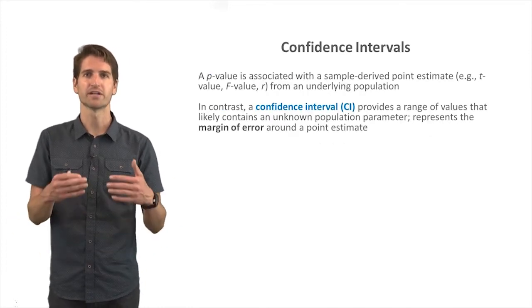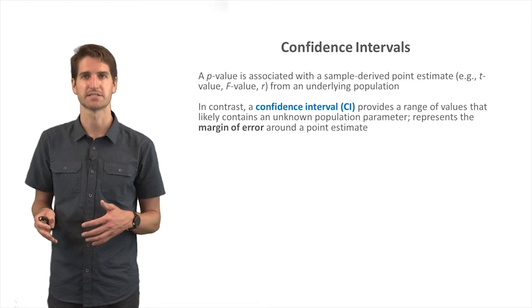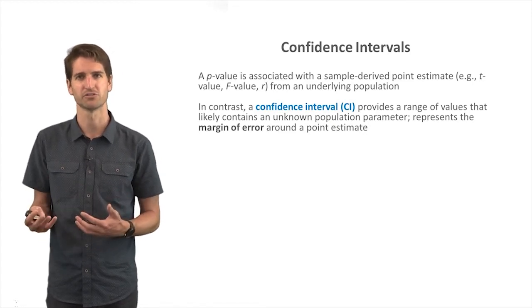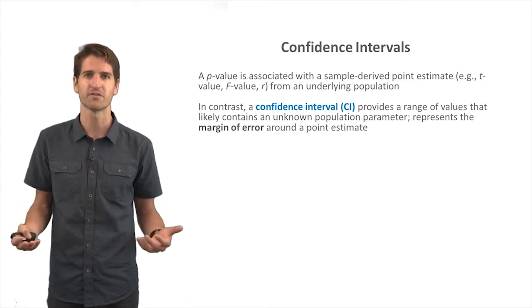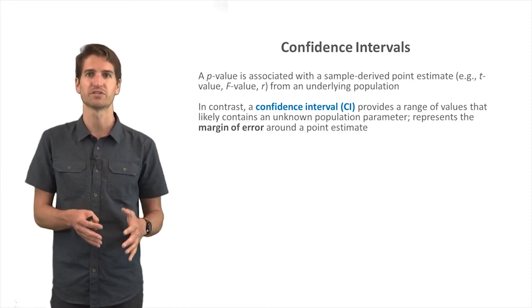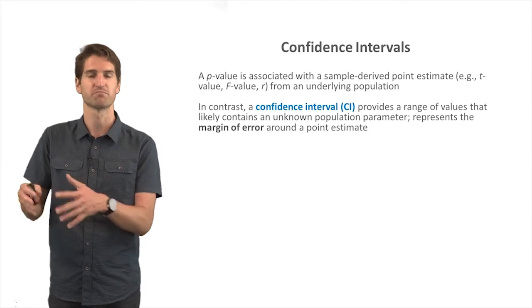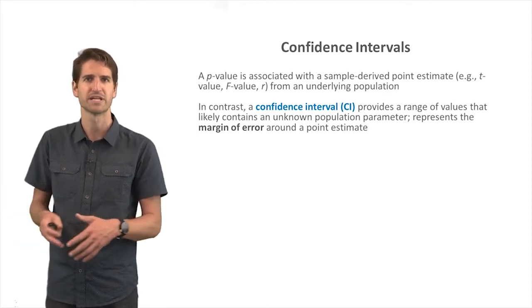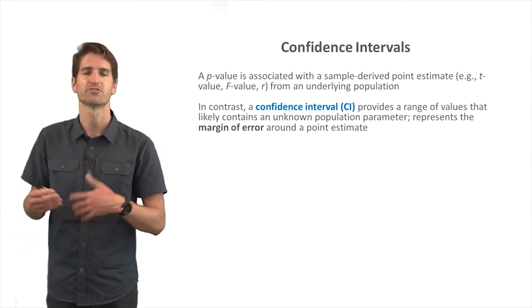So now let's move on and talk about something that's very much related to statistical significance. In fact, it's just another way of looking at it. It's this idea of what are referred to as confidence intervals. So we've discussed a p-value, and a p-value is associated with the sample-derived point estimate, such as a t-value, an f-value, an r-value, from an underlying population.